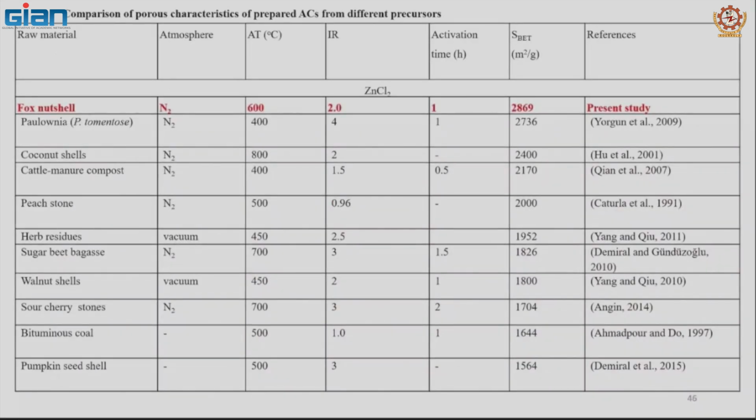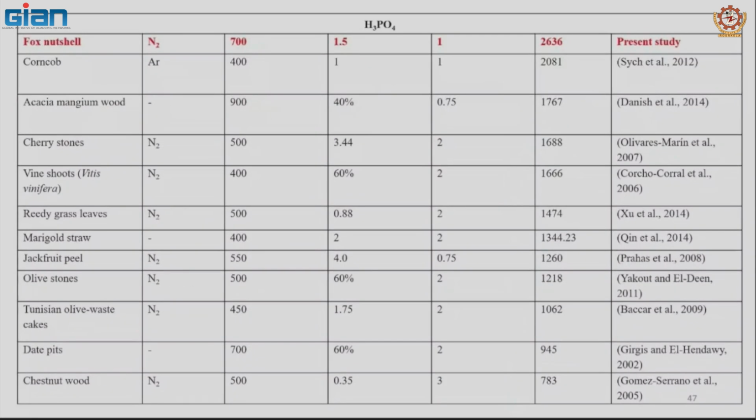So a comparison of the porous characteristics of the activated carbons from different precursors. You see the table is given, and for the present study what we have obtained. So the maximum value earlier reported was 2736 followed by 2400, but we have obtained a surface area of 2869, a very high surface area activated carbon prepared.